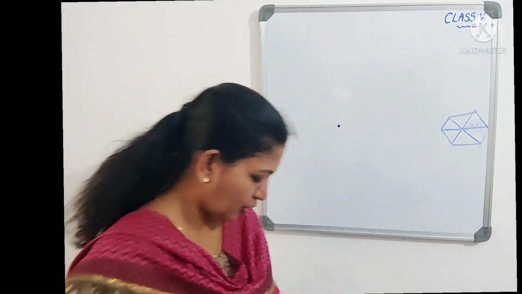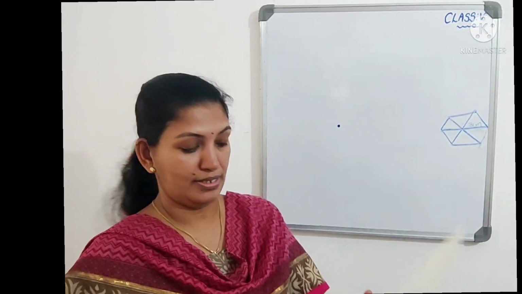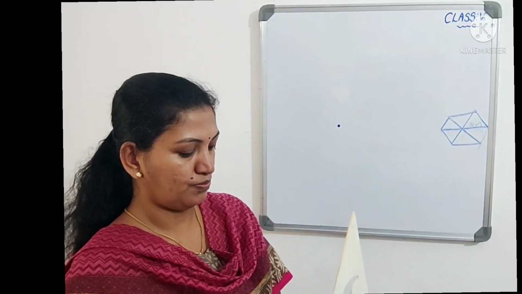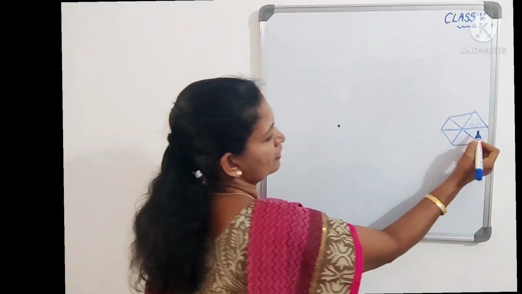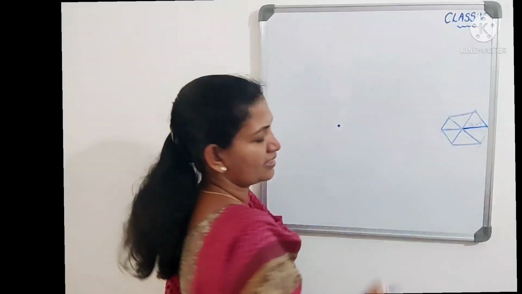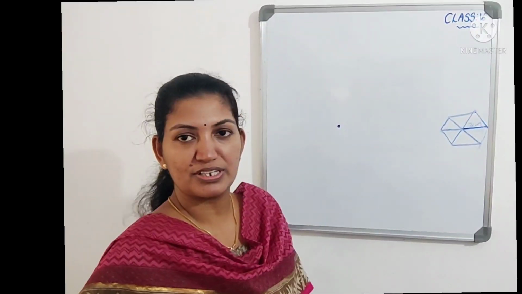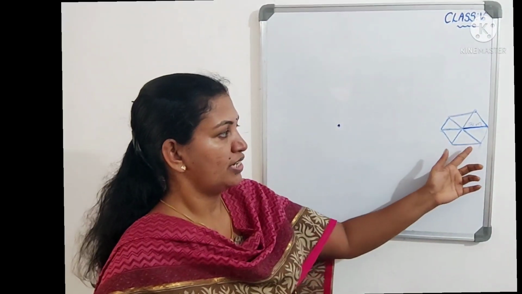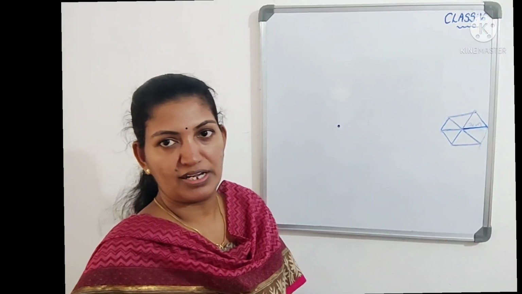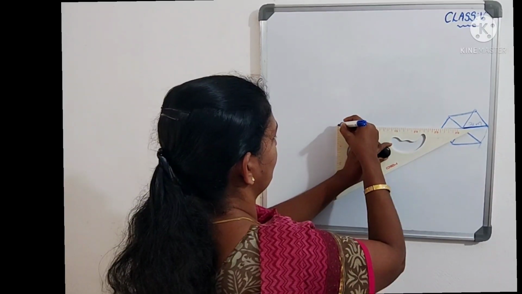So how can you draw? Rahim put a dot first, so first you have to put a dot. Then next you have to draw a line that is 3 cm long. Here I am drawing a little bigger because you cannot see properly. You should take only a 3 cm line. So draw a 3 cm line.